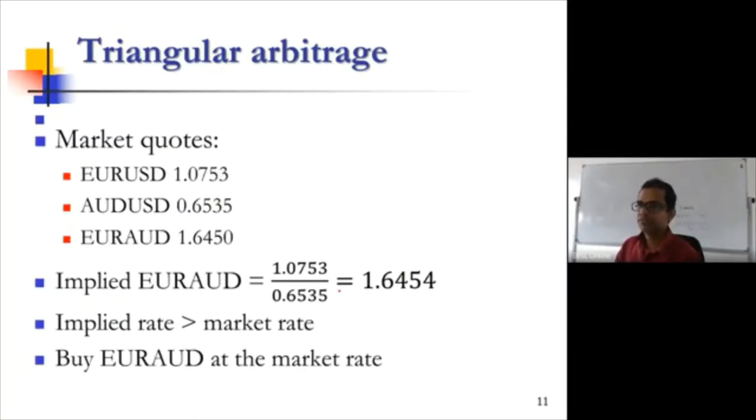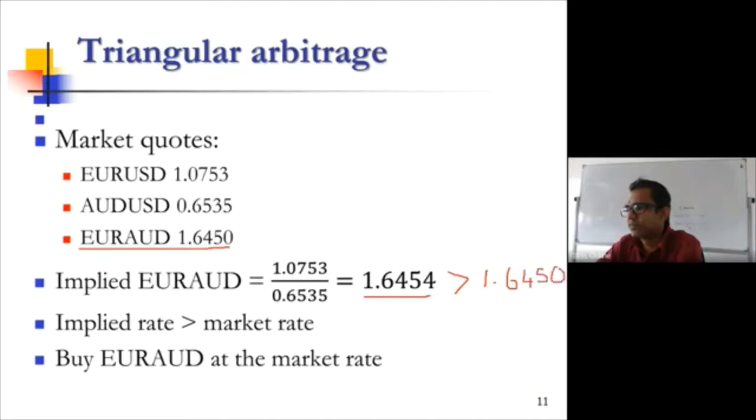So we'll move to the next one. Now in this example, the market quote for euro dollar remains the same, the Aussie dollar quote is the same, but the euro Aussie quote is 1.6450. Since the spot rates remain the same, the implied cross rate should be the same, 1.6460. But now you can see the market rate is cheaper than the implied rate.